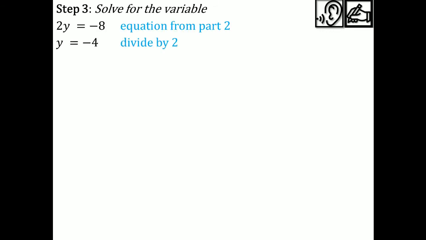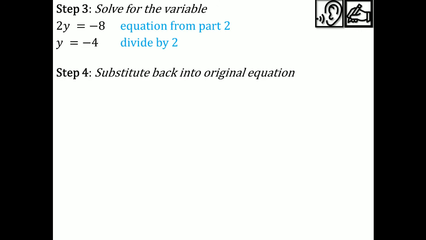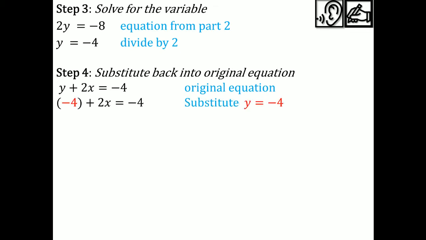I can move on to step 3. I can solve for the variable. 2y equals negative 8 was my equation from step 2. Divide by 2 on both sides. I get y equals negative 4. Step 4. Substitute back into the original equation. y plus 2x equals negative 4 is my original equation. I substitute y equals negative 4 back in. I got that from step 3.